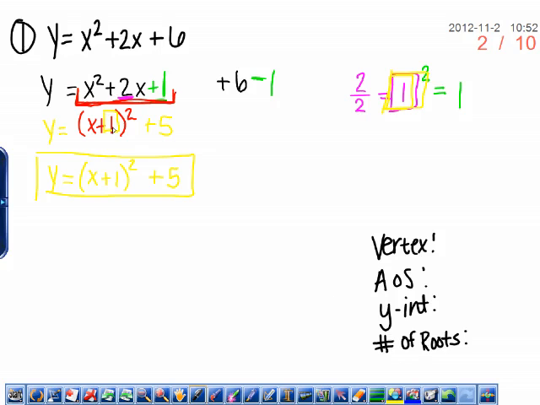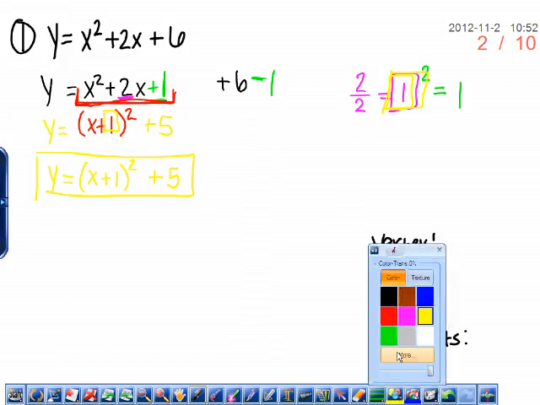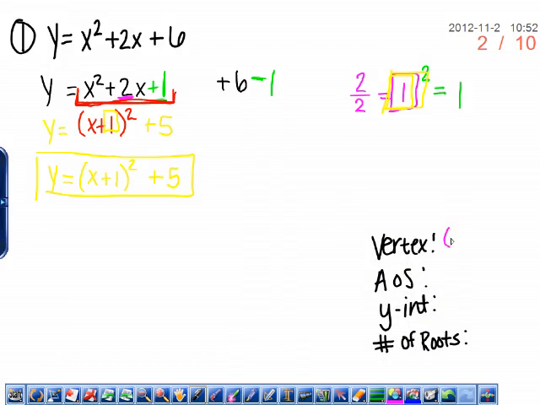Think about this graph now. Is this vertex form? Yeah. a times x minus h squared plus k. What is the vertex? Negative 1, 5. What's the axis of symmetry? As an equation, x equals negative 1.